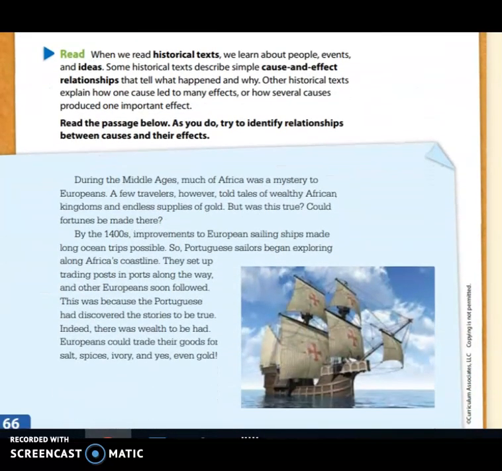When reading historical texts, we learn about people, events, and ideas. Some historical texts describe simple cause-effect relationships that will tell what happened and why. Other historical texts explain how one cause led to many effects, or how several causes produced one important effect. Read the passage below. As you do, try to identify relationships between causes and their effects.